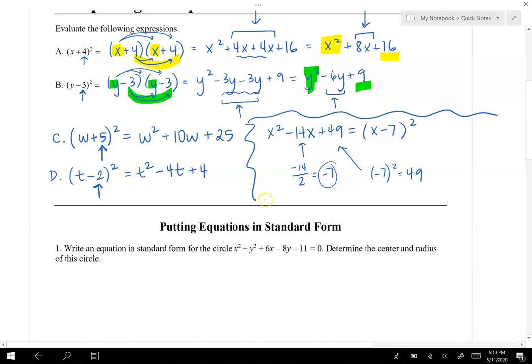All right, if you want to try another one, if I got a y squared plus 20y plus 100, what does that come out to in factored form?